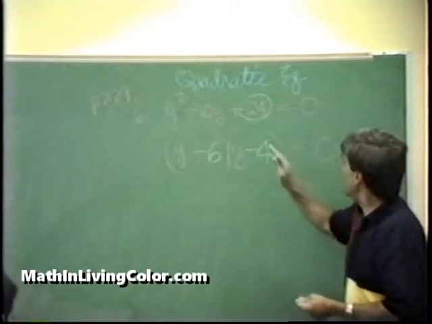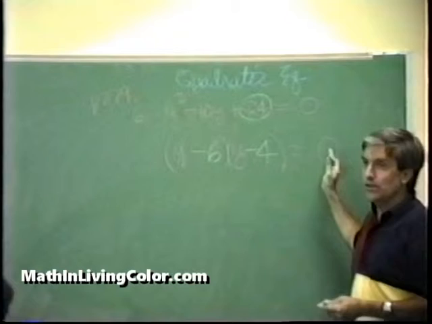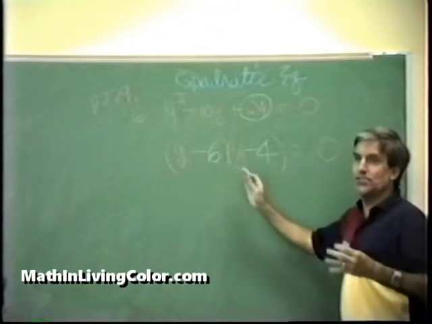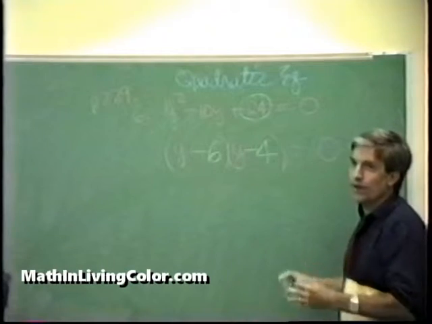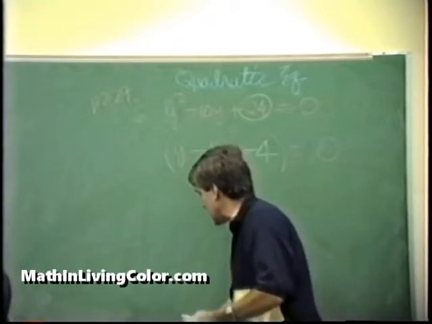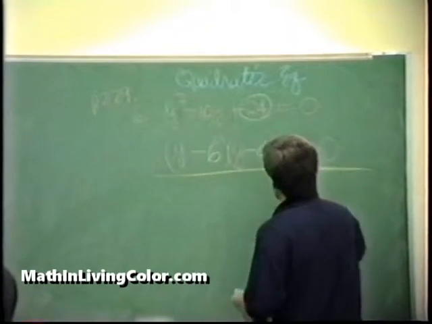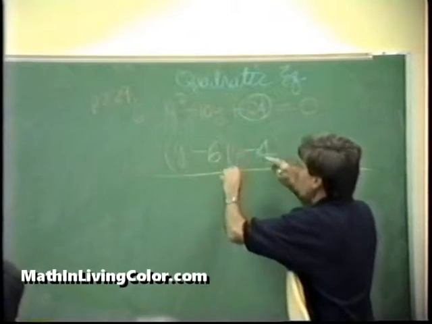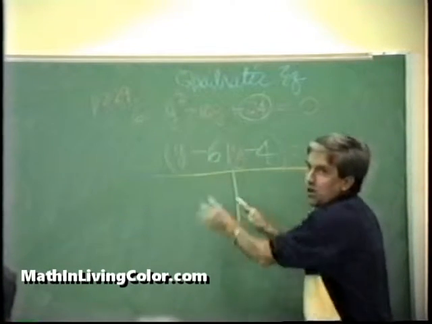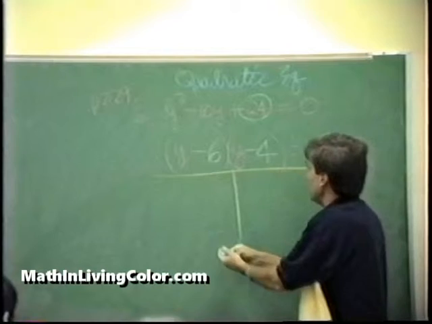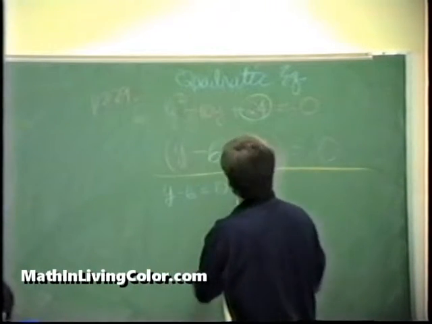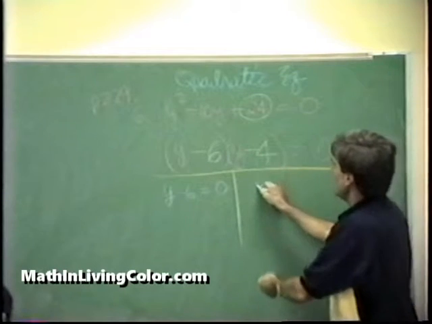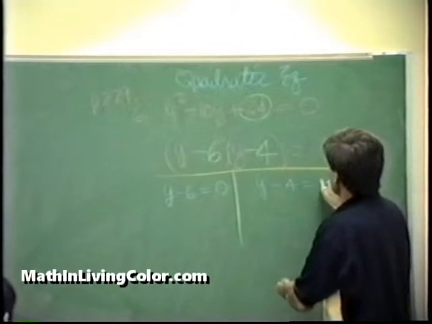And now, when you've got a product equal to 0, there are 2 ways to do this. One is the fast, easy way, and the other is the long way, in case you're seeing this for the first time. What we do is split the board in half, and we exchange one large problem for 2 small problems. What's the first small problem? Y minus 6 equals 0. What's the second small problem? Y minus 4 equals 0.